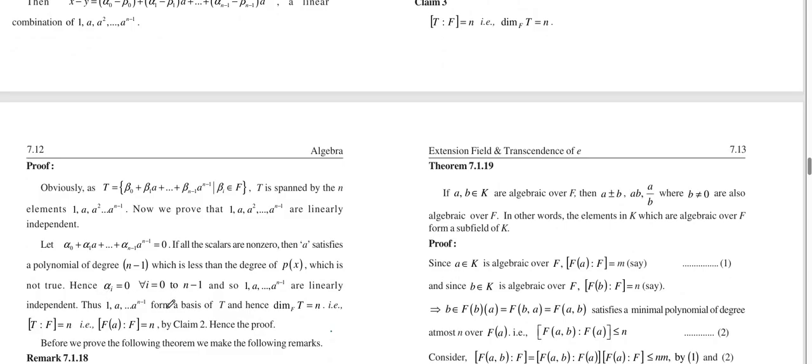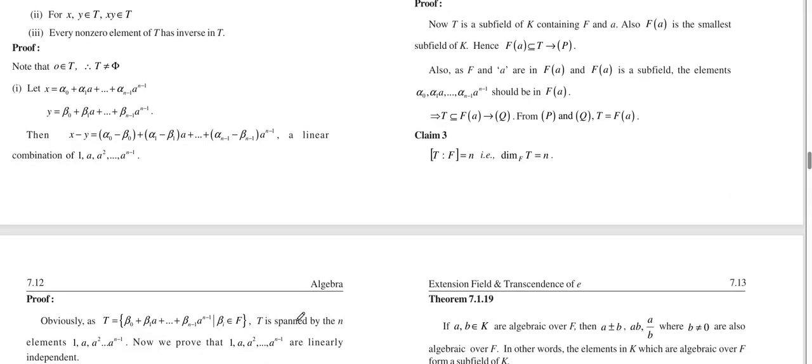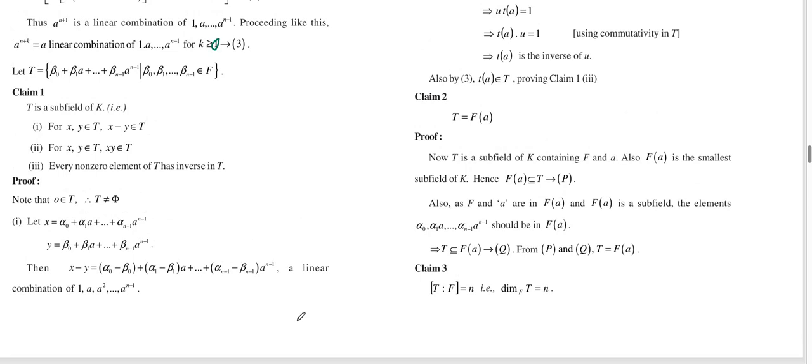And so these form a basis of T, and hence dimension of T over f is n. So degree of T over f is n, but T is nothing but f of a. So degree of f of a over f is n. So we have that whenever a is algebraic of degree n, degree of f of a over f is n.